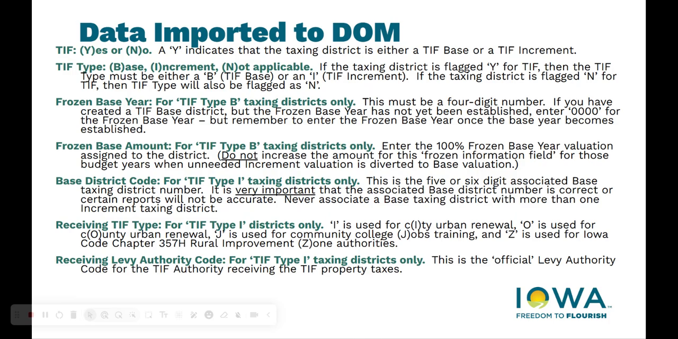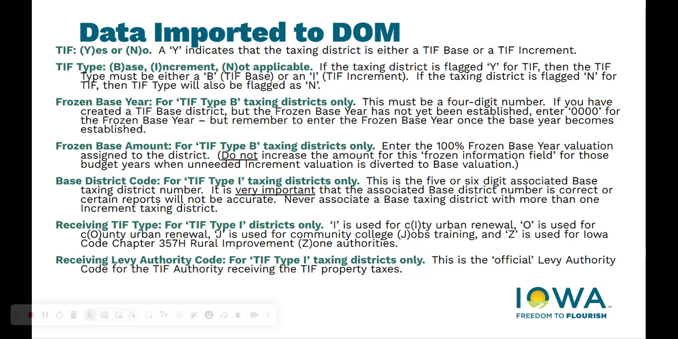For increment districts, it's going to ask for the base district code. So basically, it's going to say, okay, which base district is associated with this increment district that you created. It is very important that the associated base district number is correct, that those are tied together correctly. In our online system, when you're creating base and increment districts, you'll create the base and then it will lead you directly into creating the increment, and those numbers should be sequential.